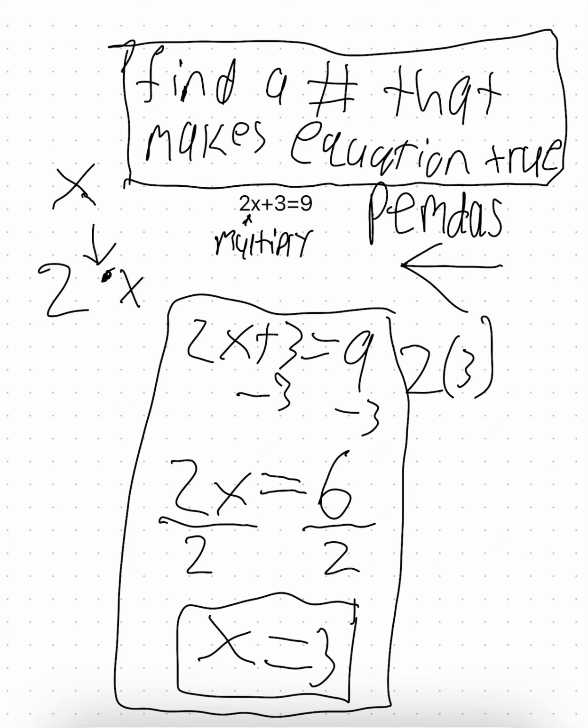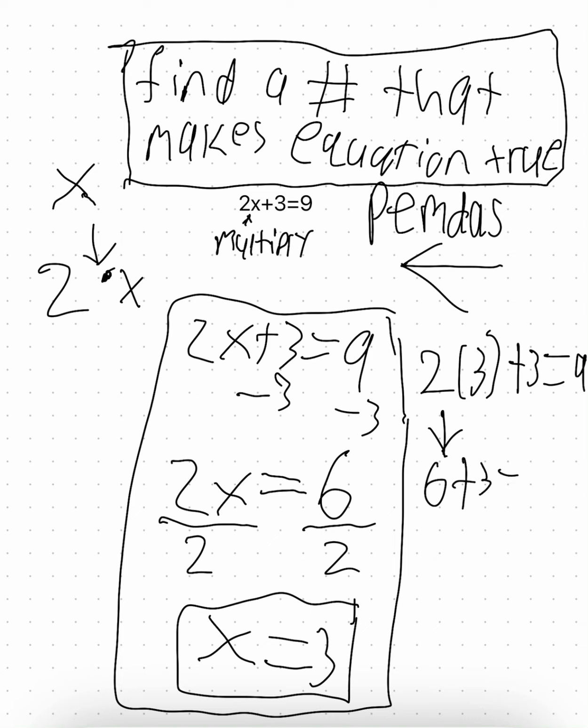So we have 2 times 3. I'll rewrite this. Get all that other stuff out of your way. 2 times 3 in parentheses. We prefer to put it in parentheses, but you can write the multiplication symbol. Either works. And then we do plus 3 is equal to 9. Is that equal to 9? Well, 2 times 3 is 6. Plus 3 equals 9. Is 6 plus 3 9? Yes, it is. So we got the right answer.